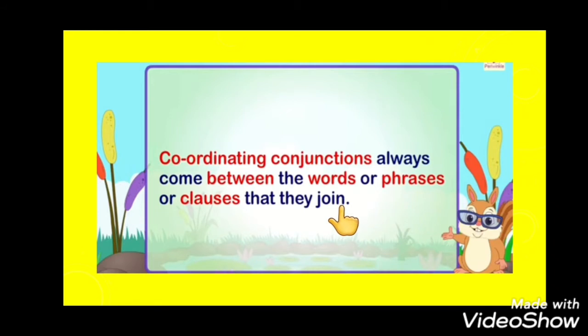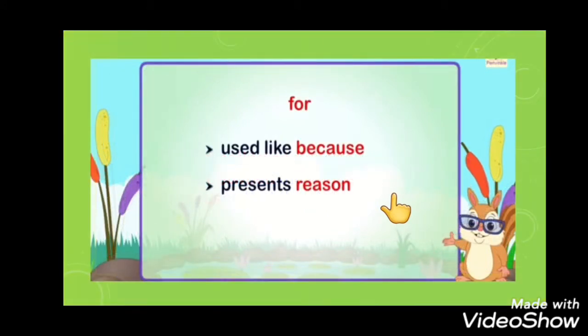So students, where will we always use coordinating conjunctions? That means we use them between the words, phrases or clauses. For is used like because, to present a reason. We use for in the sense of because, to present a reason.